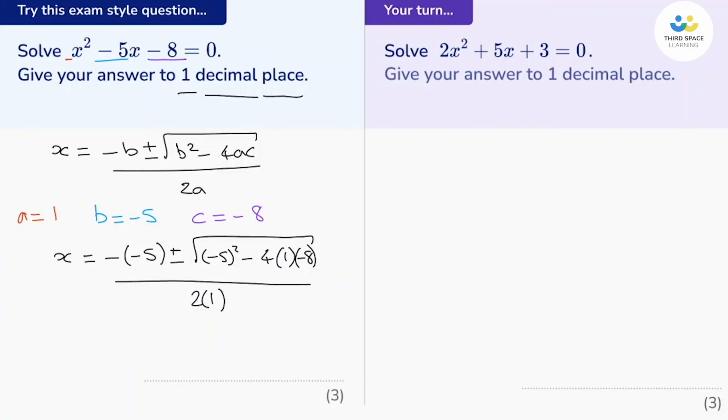Now, we can solve this with our calculators. So at this point, this can go straight into the calculator. But it might be an idea just to simplify a few of these negatives first.